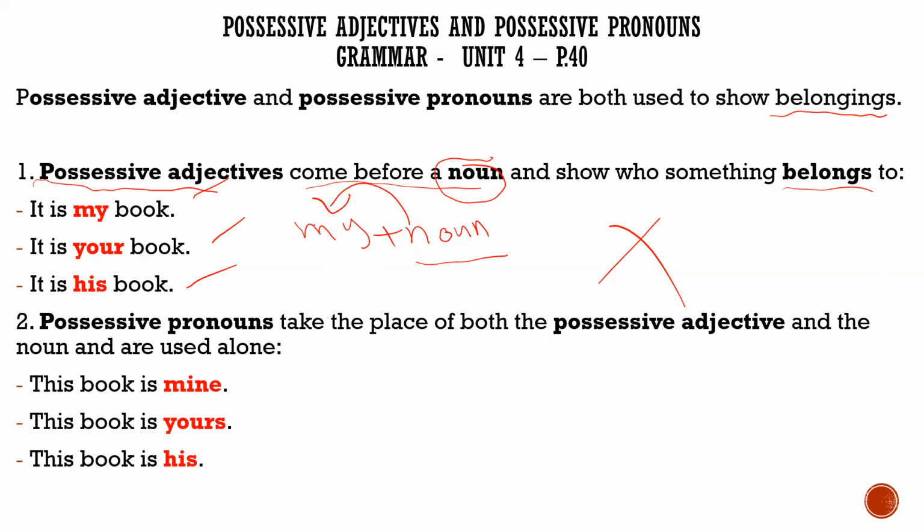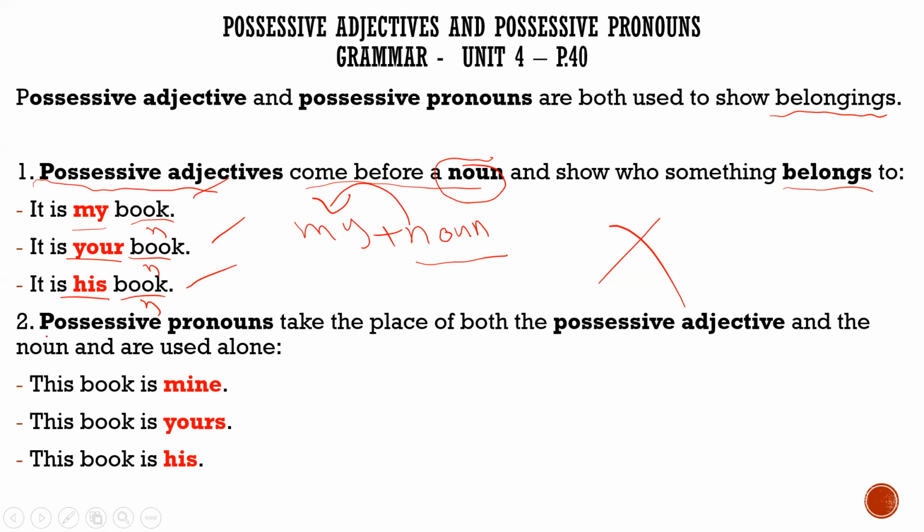Yani, the book here, the noun belongs to me, belongs to you, belongs to him. Okay, so the noun that comes after the possessive adjective belongs to the possessive adjective. Okay, that possessive adjective, that person belongs to the noun. Yeah, belongs the thing that comes after the possessive adjective. Okay, for example, it's my book, it's your book, it's his book. Okay, that's for us to say something belongs to someone.